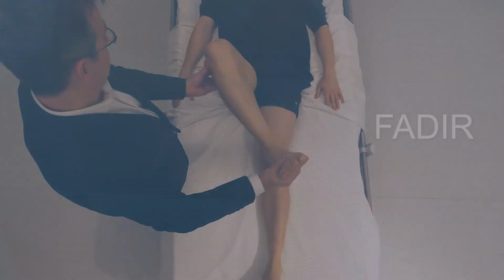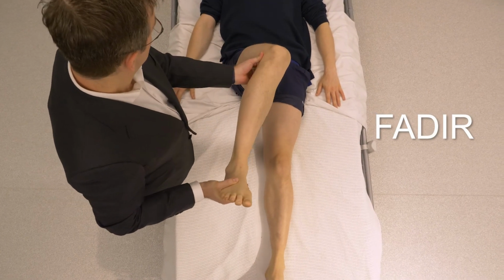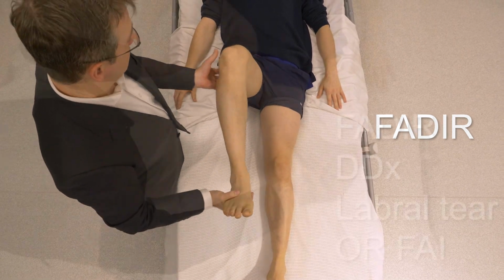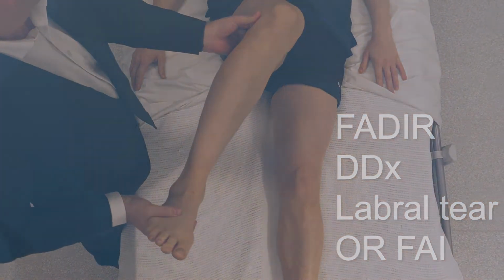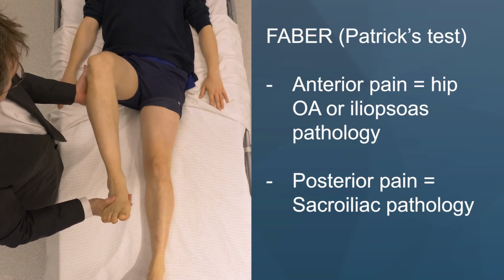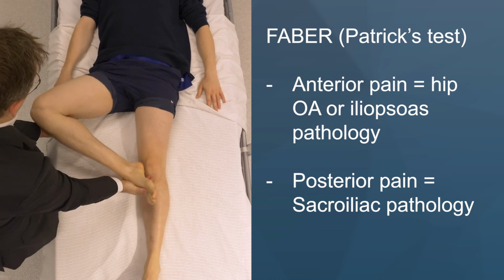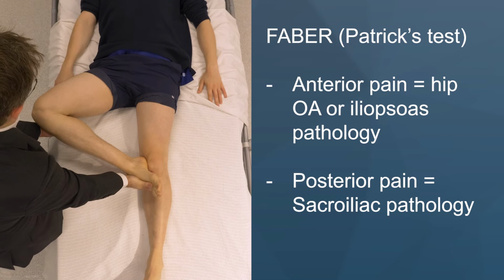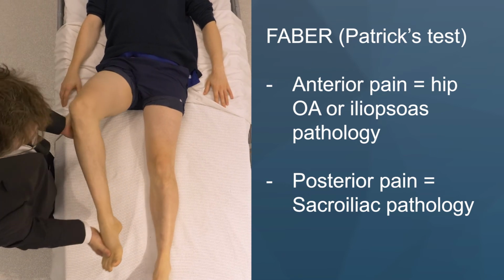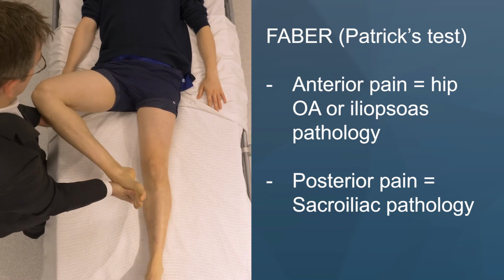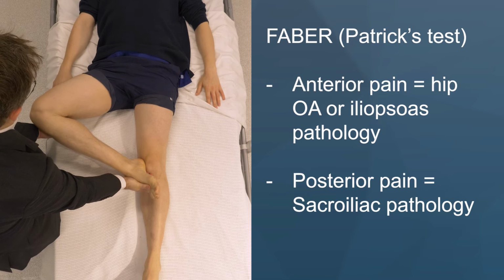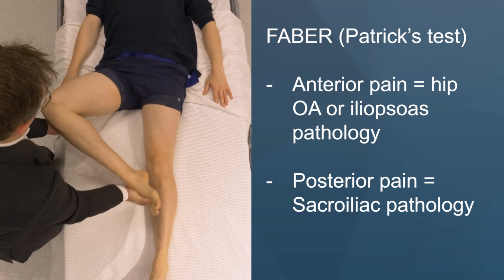Special tests. Whilst in the supine position, we can assess the following special tests. For FADDIR, flexion at 90 degrees, adduction and internal rotation, with hip or groin pain suggesting labral tear or anterior femoroacetabular impingement. FABER, aka Patrick's test, is flexion, abduction, external rotation, asking if the pain is at the front or the back. Anterior groin pain may indicate hip arthritis or iliopsoas pathology, whilst posterior pain may indicate sacroiliac pathology.